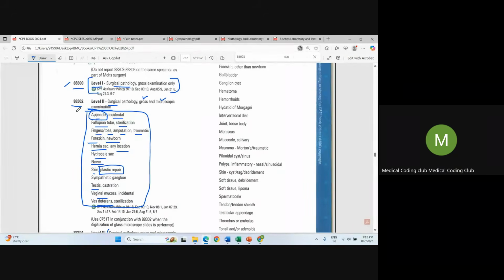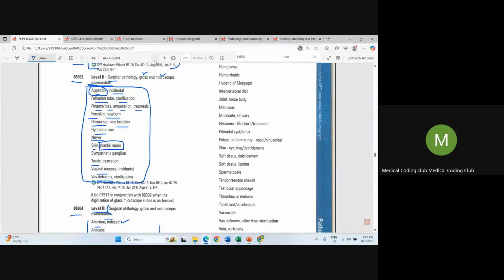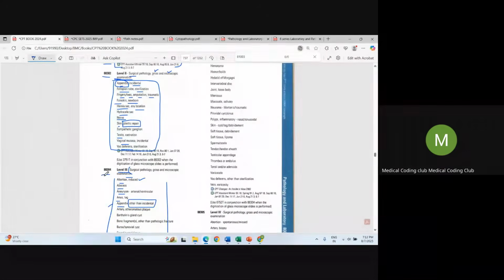So now what you have to check? You have to check the procedure modality, like what they were doing, whether this appendix was incidental or a planned procedure. If you get a planned appendectomy removal, then which code should you give? 88304. 88304 will be your answer.